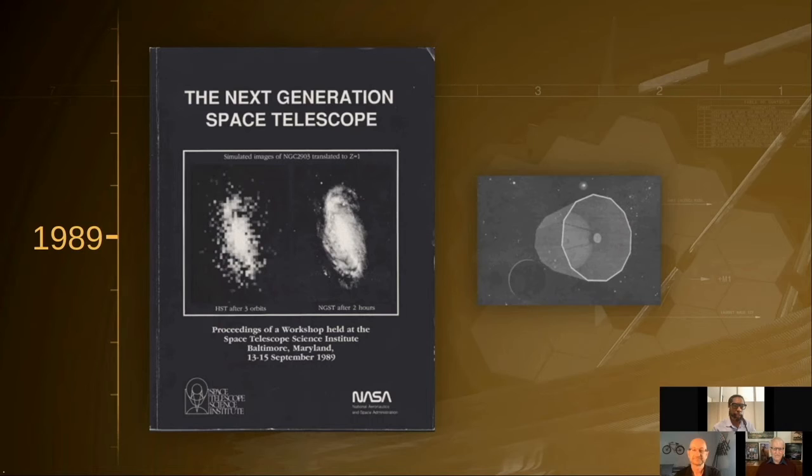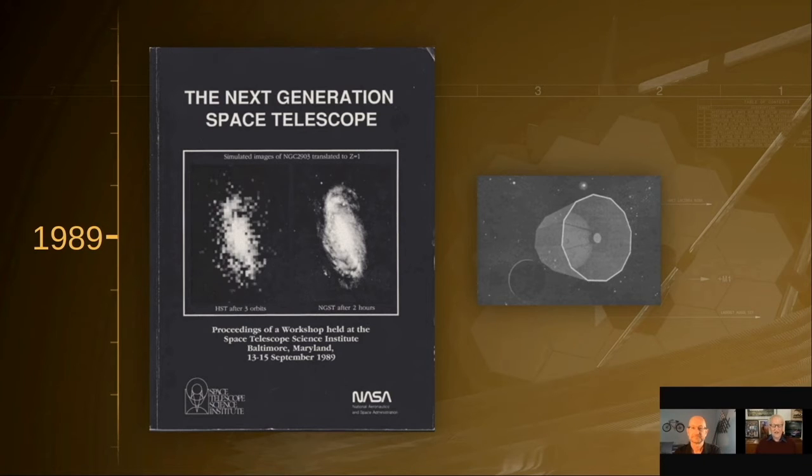So Dr. Illingworth, just to give our audience a context, the Hubble Space Telescope launched in 1990. Planning for the next generation space telescope began in the late 80s, around 1989, you're saying? Yes, so that was when we were spending our time doing the work on this new concept telescope.